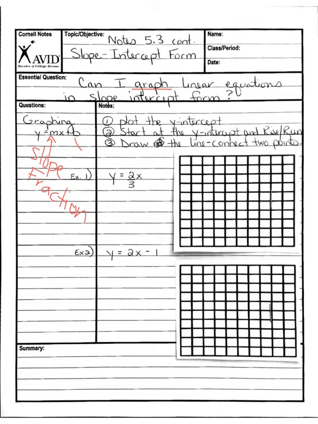And we know that our B is going to be our y-intercept, where the line's going to cross the y-axis. So I've listed 3 steps here. These 3 steps will help you graph any equation in y-intercept form. Step 1 is plot the y-intercept. Make sure you write these down.